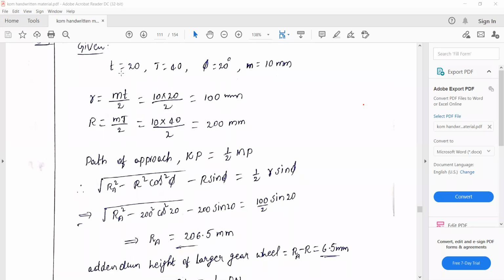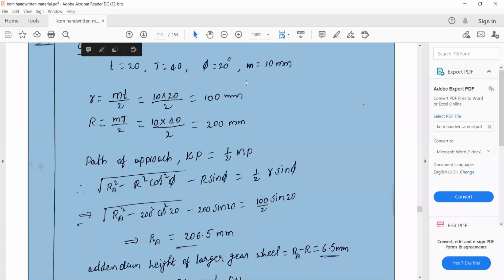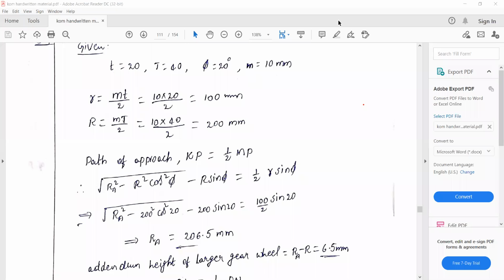Now when we know the small t and capital T, we simply find the small r value and capital R value. Small r equals mt by 2 and capital R equals mT by 2. Substituting the values, small r is 100 mm and capital R is 200 mm. Now path of approach KP equals half MP. So they may also reveal the particular condition here.